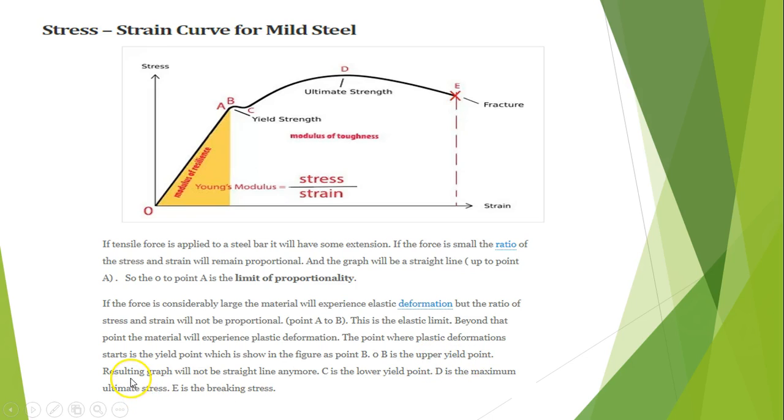B is the upper yield point. The resulting graph will not be a straight line anymore, and C is the lower yield point, and D is the maximum ultimate stress, and E is the breaking stress. After that there will be a fracture. Continuing testing the sample will yield another point where there will be an increase in the strain accompanied by a great amount of stress increase, and then we continue until the sample fractures.